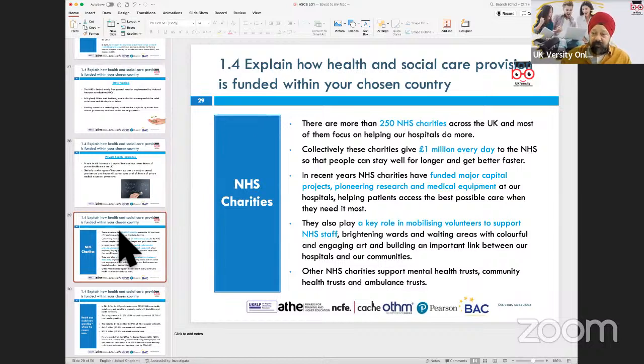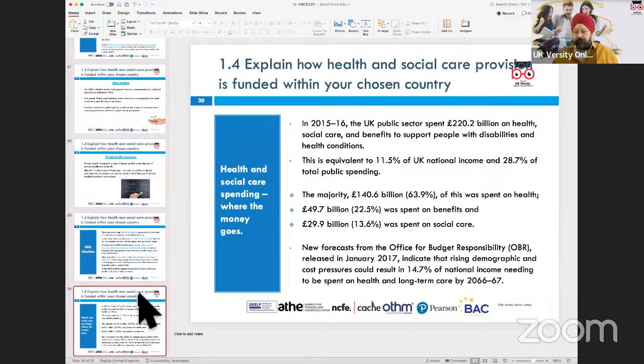Now, some part of this funding can also come from charities. So when you look at Christie's, Macmillan, and all these various other organizations which are essentially charities which work very closely with the NHS, they get funding because these charities are able to raise money through the members of public. And in such cases, these charities, because they're working and offering services on behalf of the National Health Service, are also able to get some funding primarily from the government. And that would be the third way in which health and social care provision is funded within England and Wales.